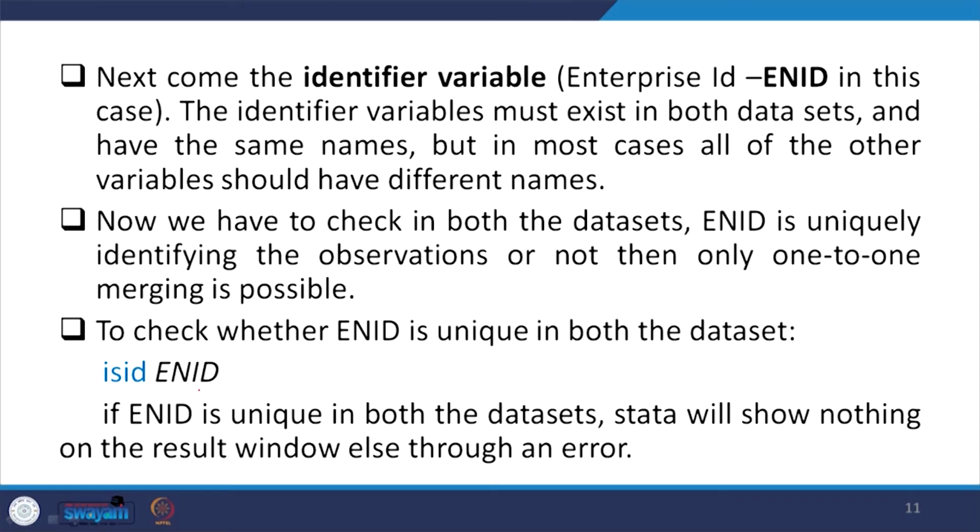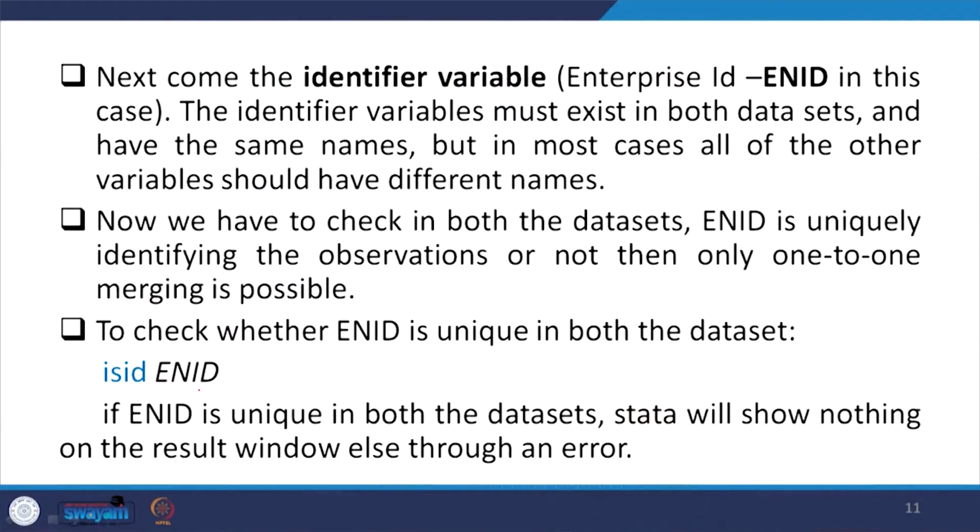See, in most cases all of the other variables should have different names. Then only you are actually merging information, because different names or different variables are there. It is not similar to append. Now we have to check in both the data sets whether ENID is uniquely identifying the observations or not, then only one-to-one merging is possible.